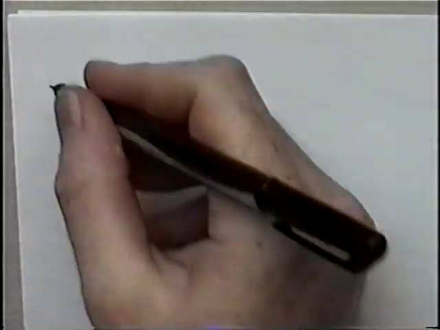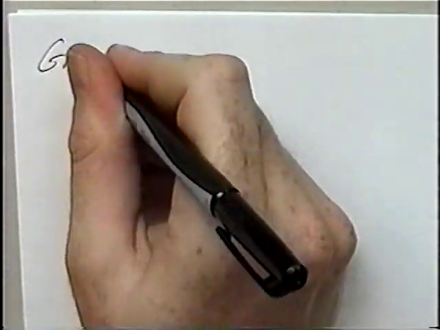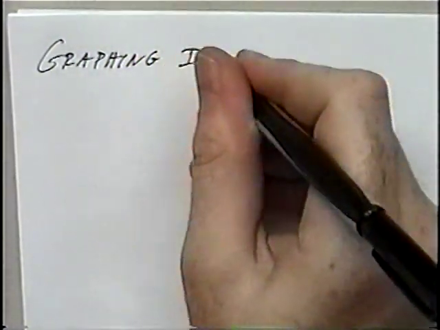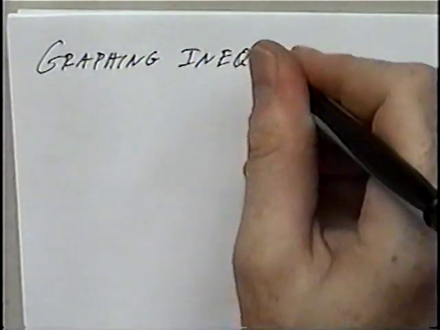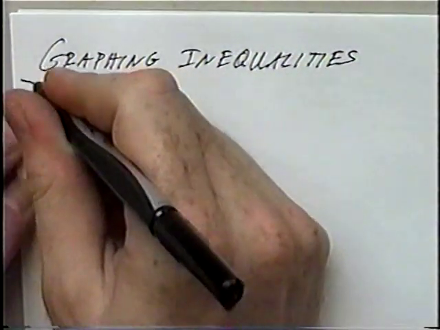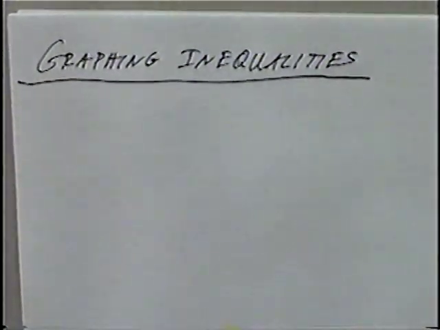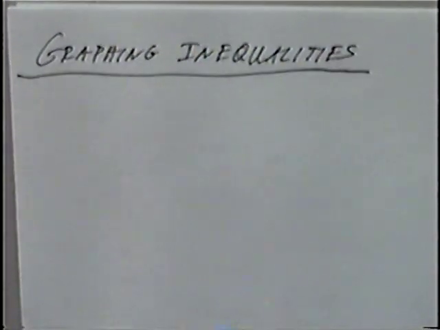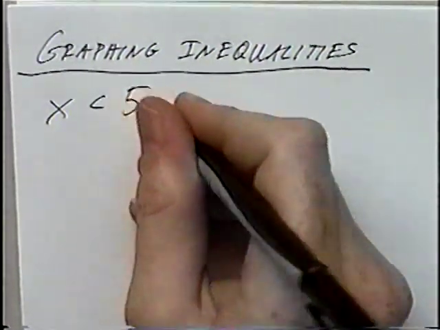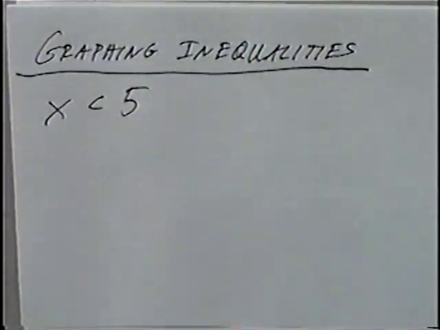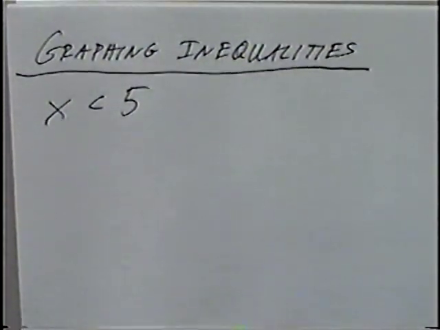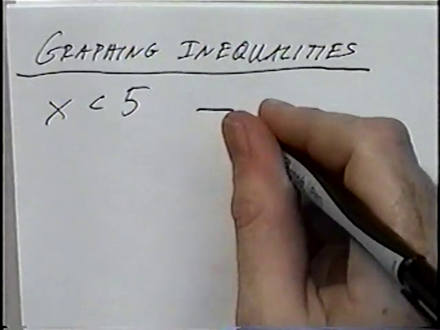Title of the first section is Graphing Inequalities. First problem is x is less than 5. When we're graphing inequalities with a single variable, the graph will just be on a single number line.